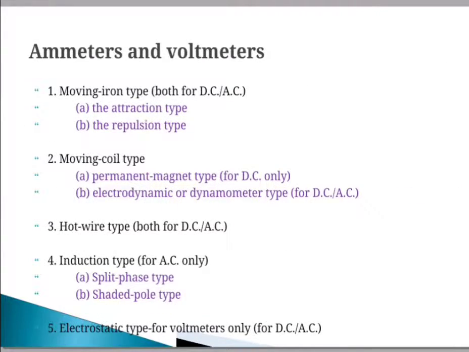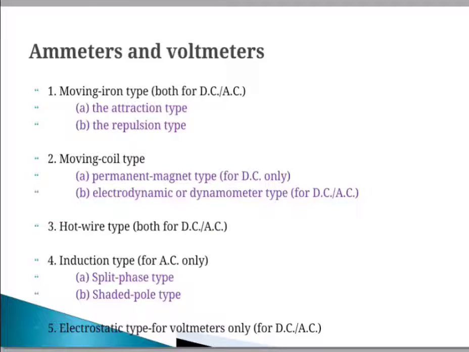For ammeters and voltmeters, we use the moving iron type of instrument. This instrument can be used to measure AC as well as DC quantities, that is AC voltage, AC current, DC voltage and DC current. In the moving iron type of instrument there are two types present: attraction type and repulsion type of instruments.